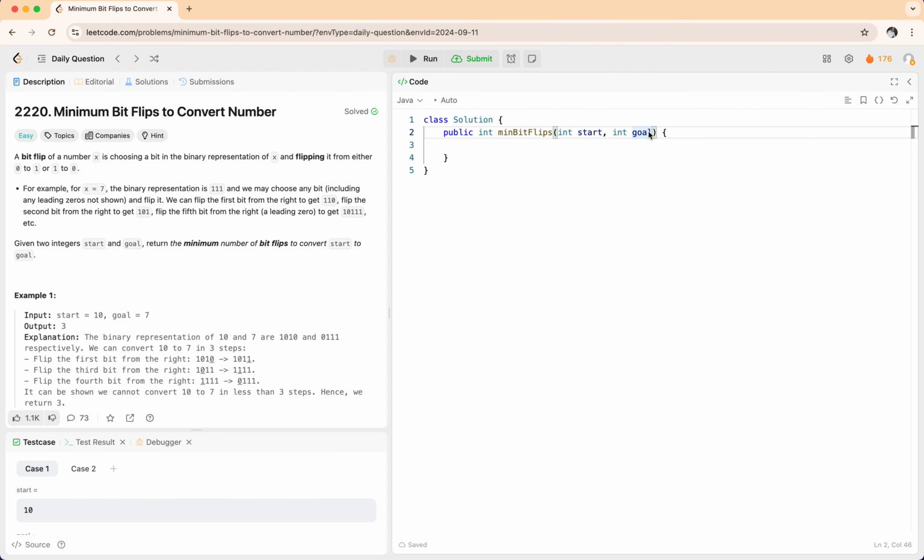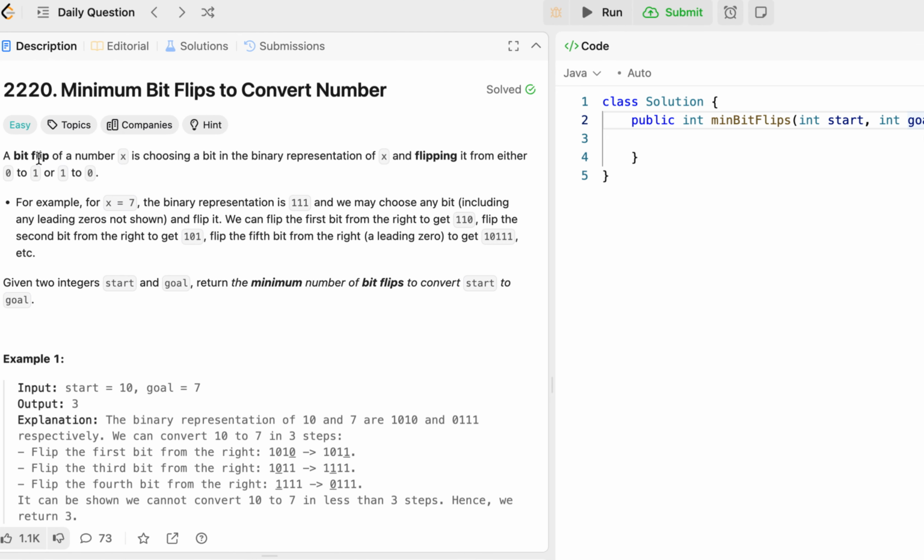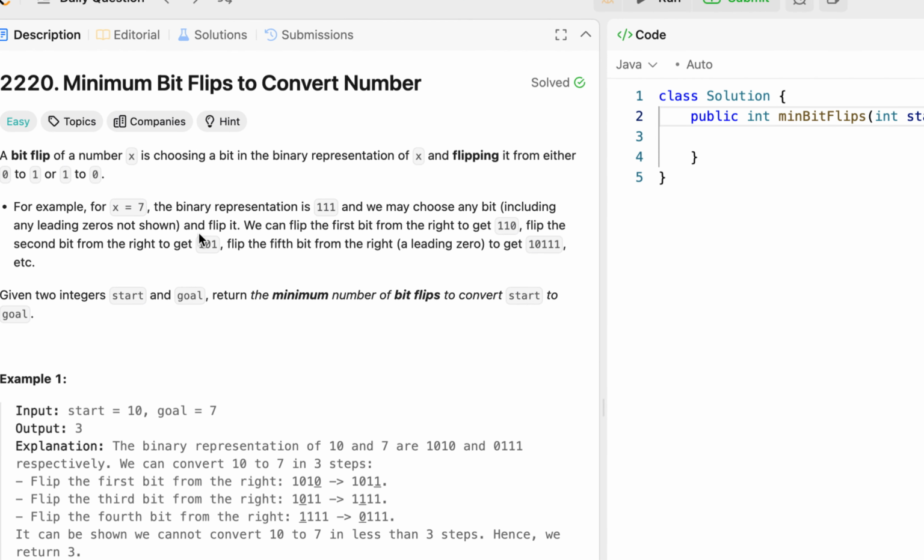What do we mean by minimum bit flip? The problem statement says that a bit flip of a number x is choosing a bit in the binary representation of x. So we take the start number, and a bit flip is choosing a bit in the binary representation of start and flipping it from either 0 to 1 or 1 to 0. We have to find the minimum number of bit flips required to convert start into goal. At the end, after the bit flips, the start value should be converted to goal.